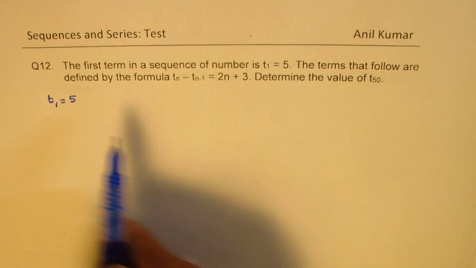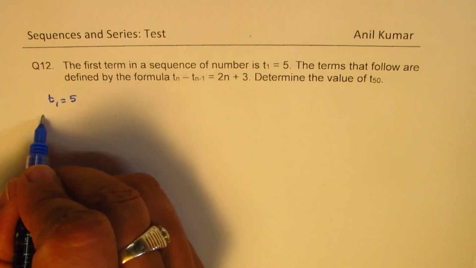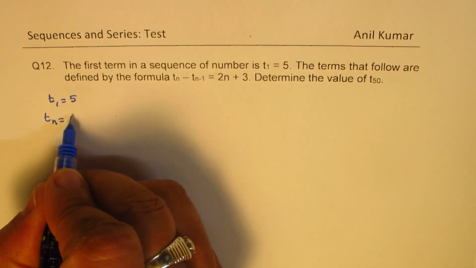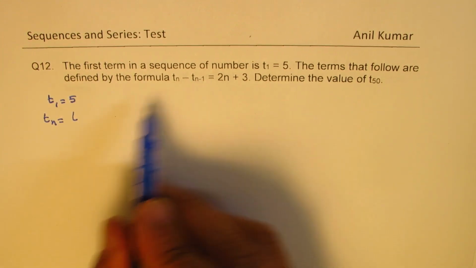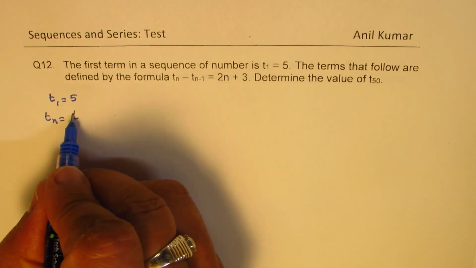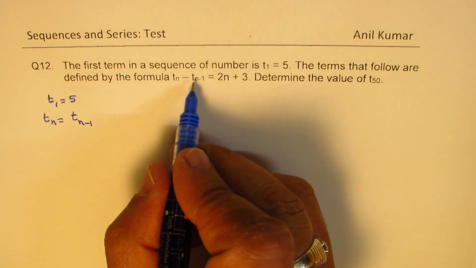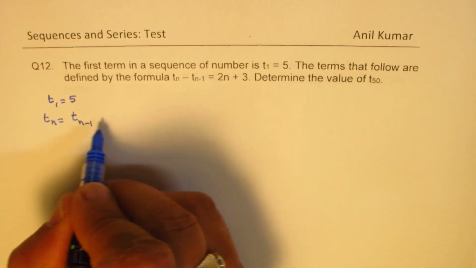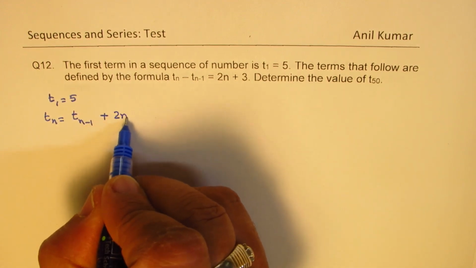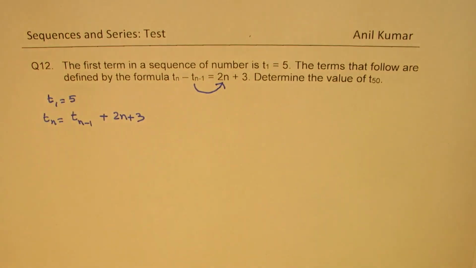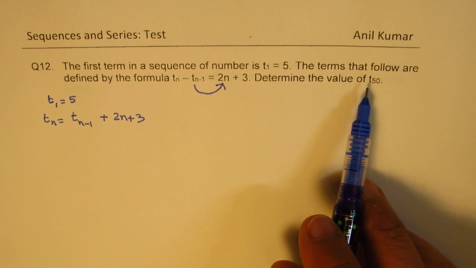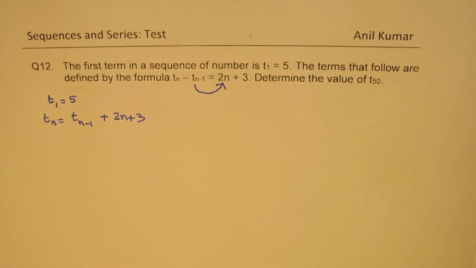The terms that follow are defined by the formula tn minus tn minus 1 equals 2n plus 3. So we'll take tn minus 1 to the right side. So I'm writing this as tn minus 1 on the right side, and then to that we are adding 2n plus 3. So I'm writing the nth term in terms of tn minus 1 plus 2n plus 3. We need to determine the value for t50 from this particular sequence, right?